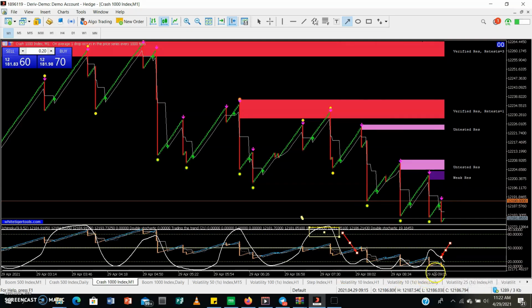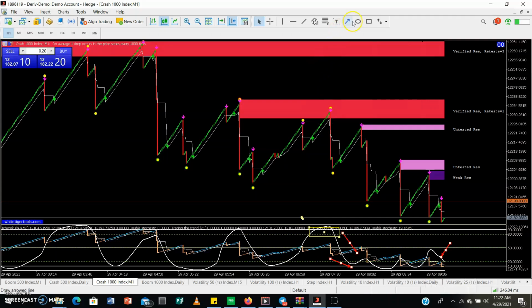But can you see that once price was at this level, all it was doing was going up and then coming back down. So you can really maximize your profits for those that have bigger accounts and for those that know what they're doing, right?